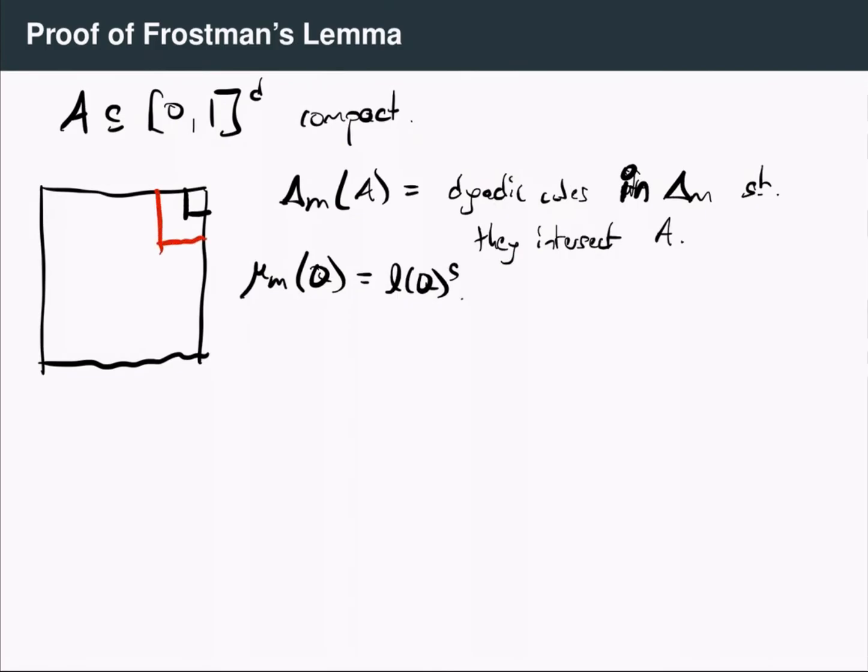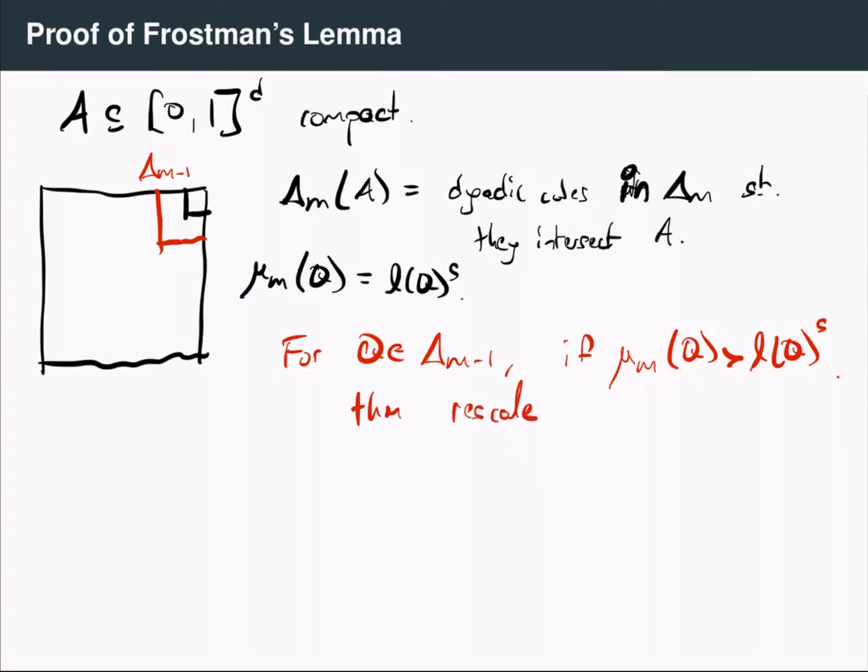So next, I go one level up. Now I look at cubes in delta m minus 1. For cubes in delta m minus 1, I check if my mu m measure of q violates the Frostman condition. So if, when I check this cube, the mu measure is strictly bigger than the side length of q to the power s, then I rescale my mu measure, at least inside this cube, such that mu m of q is now equal to L of q to the s. Now if this inequality is not violated, then I leave the measure alone. So I readjust my measure as I go along.